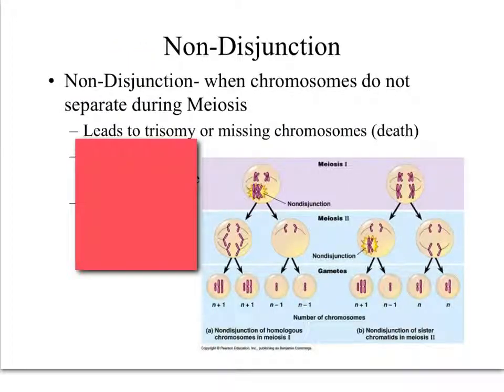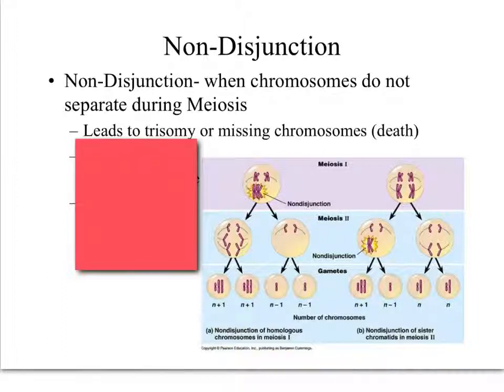And then the last thing we want to talk about during meiosis is something that can happen called non-disjunction. Junction is a coming together, disjunction is a separation. So non-disjunction is a non-separation. Non-disjunction is when chromosomes do not separate during meiosis when they're supposed to, and this leads to what's called trisomy, or a missing chromosome. If you're missing a chromosome, that almost always leads to death.